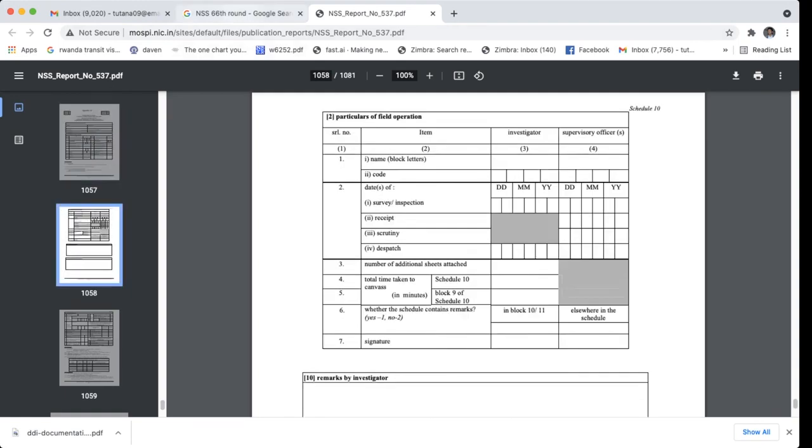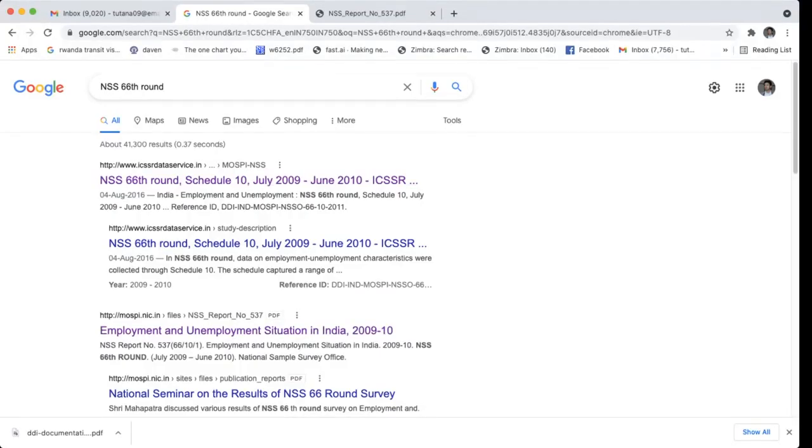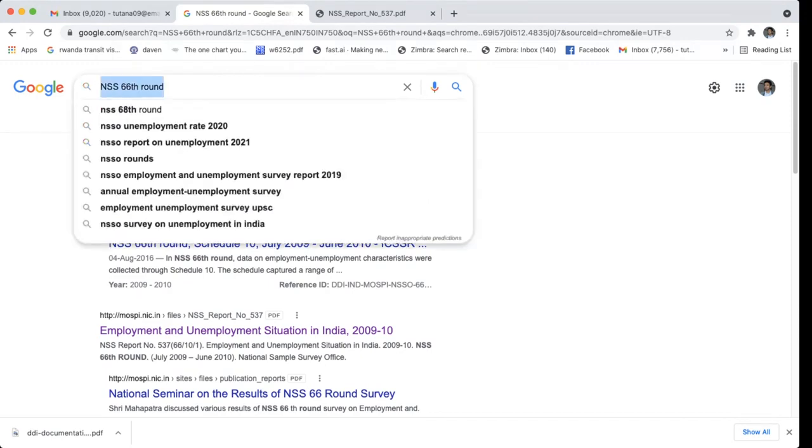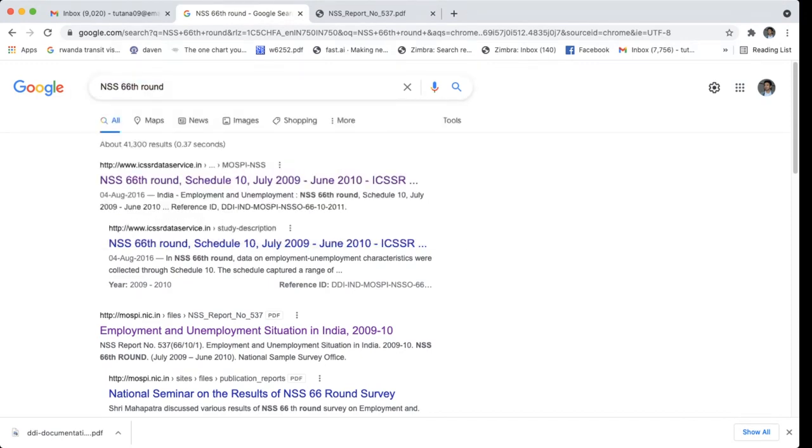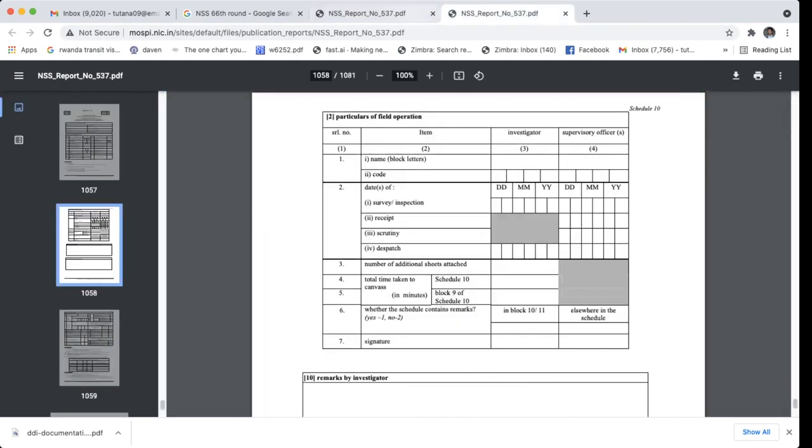You can go and just type down NSS 66 round and you will go to these links, and if you click this mosp one, mosp.nic.in, you'll end up getting the report, basically the same thing you will get. I have already downloaded it here. So let us look at the table.